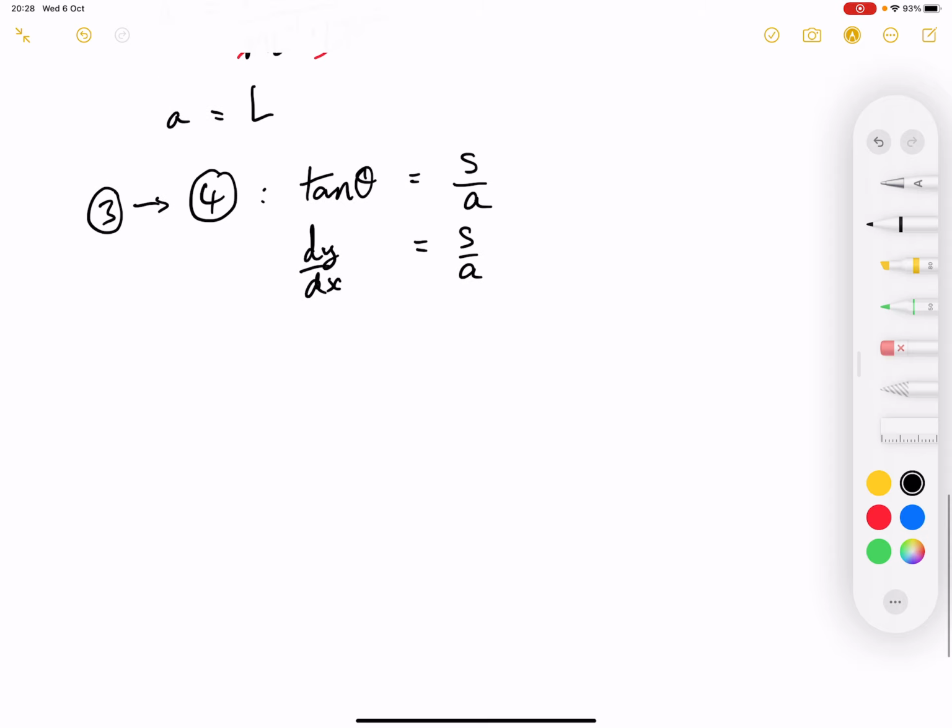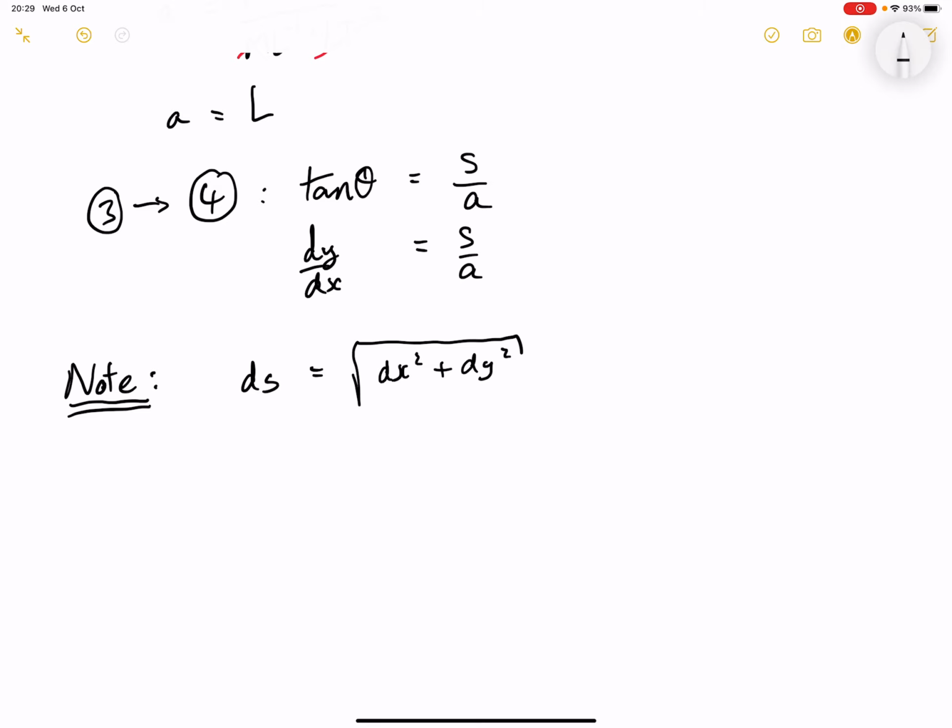So, first, note that ds, which is the small length ds, is just a length. That is equal to the square root of dx squared plus dy squared. dx and dy are both just lengths. So, for example, if you were to draw a right angle triangle, dy is the rise, dx is the run, and ds is the length of the hypotenuse. Okay?